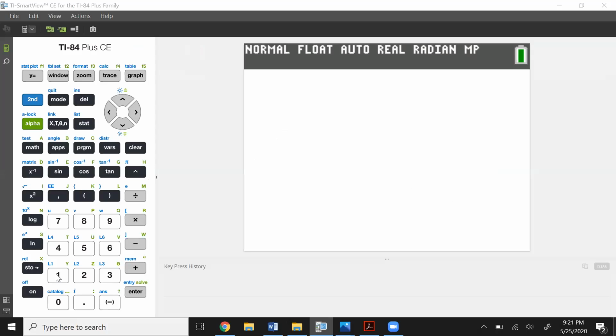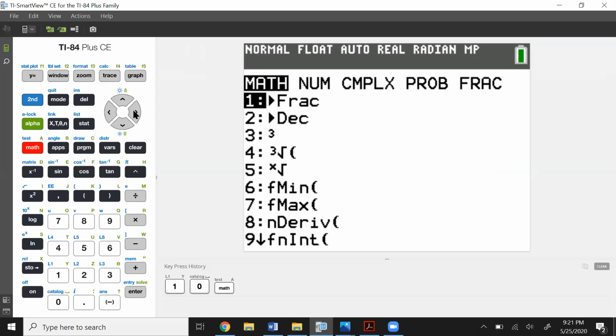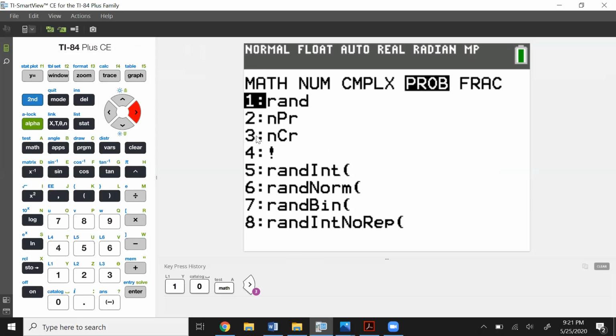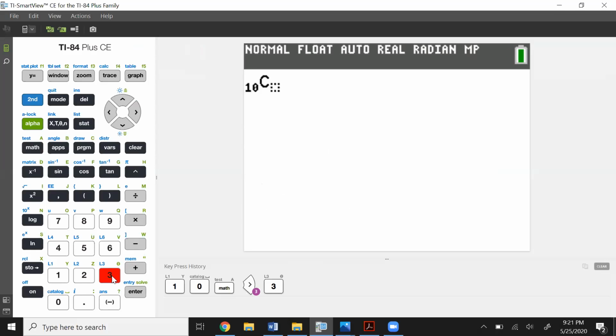So I'm going to do 10, then go to math, then go over to prob. Now look at option number 3, nCr. You could just hit number 3. So 10C2, and that equals 45. All right.